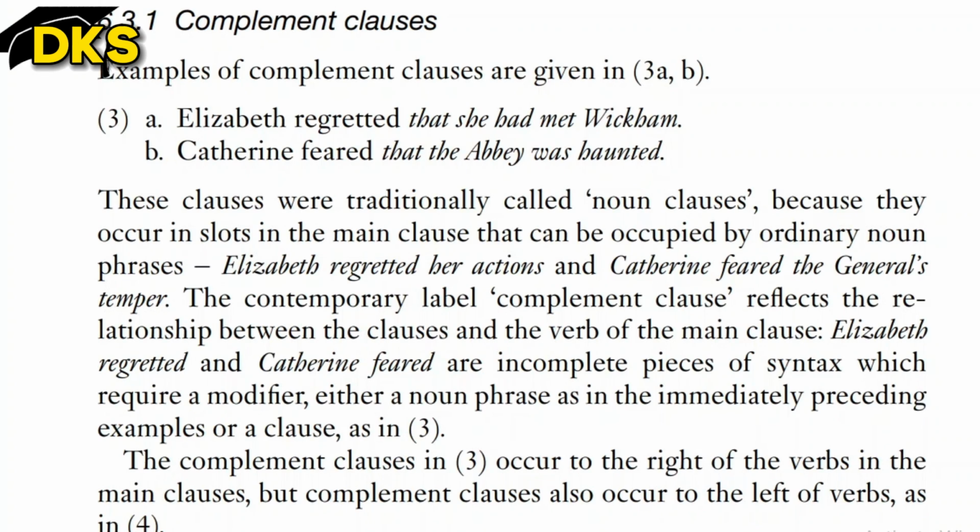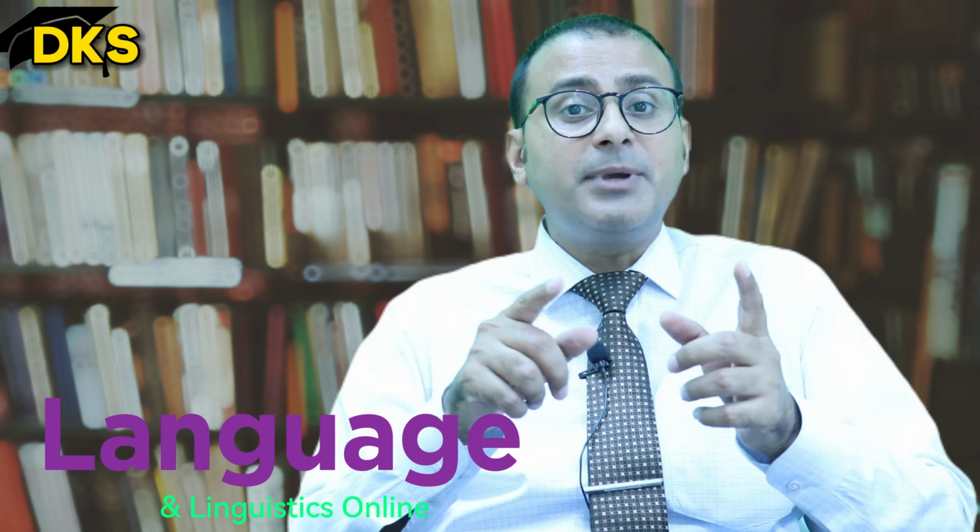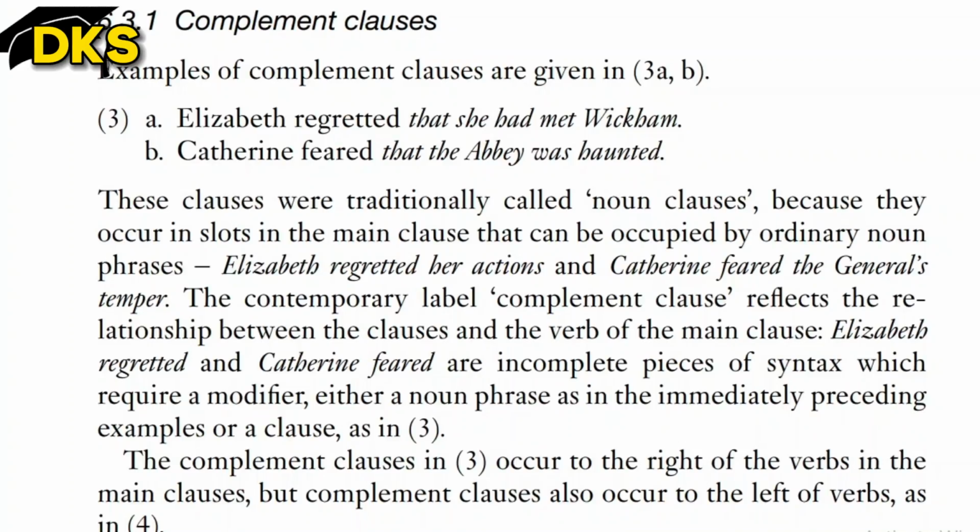Now another thing that we should remember about complement clauses is that the complement clauses in 3 occur to the right of the verb in the main clauses, but complement clauses also occur to the left of the verb as in 4. So previously, in the two sentences that I have spoken, Elizabeth regretted that she had met Wickham, here "that she had met Wickham" is coming after the verb. In example number 4, we will see that the complement clause is coming at the place of the subject before the verb.